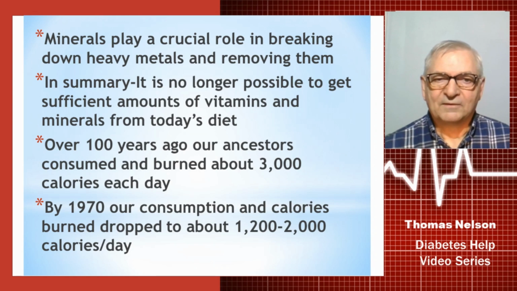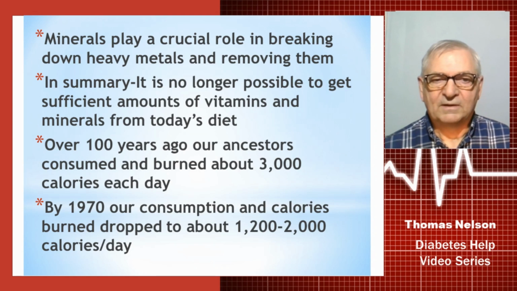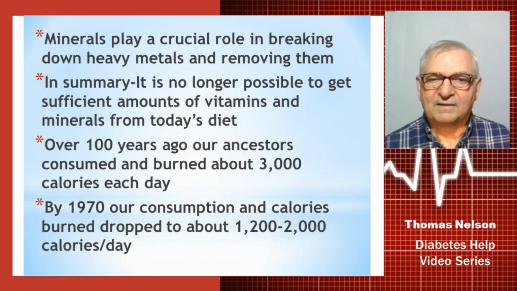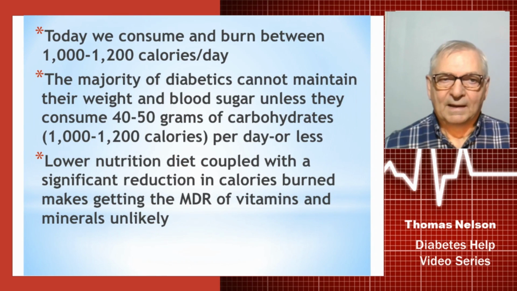So in summary, it's no longer possible to get sufficient amounts of vitamins and minerals from today's diet. Over 100 years ago, our ancestors consumed and burned about 3,000 calories a day. By 1970, that declined to 1,200 to 2,000 per day. Today, it's only about 1,000 to 1,200.